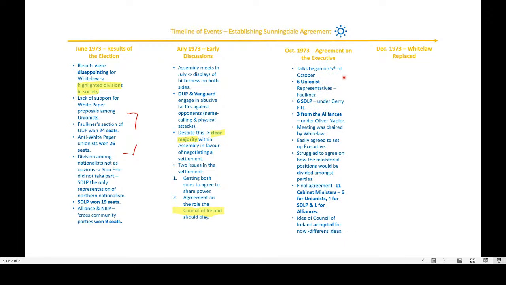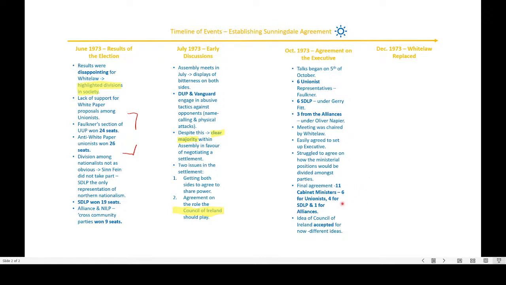So the talks began on the 5th of October. We see 6 unionist representatives led by Faulkner, 6 SDLP representatives led by Gerry Fitt, and 3 from the Alliance Party under Oliver Napier, and this meeting was chaired by Whitelaw. All these people at the meeting easily agreed to set up the executive. However, they struggled to decide on how the ministerial positions would be divided amongst the parties. So the final agreement was that 11 cabinet ministers would be represented by 6 unionists, 4 SDLP and 1 for the Alliance Party.